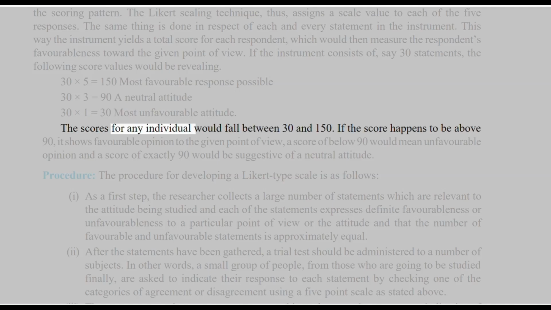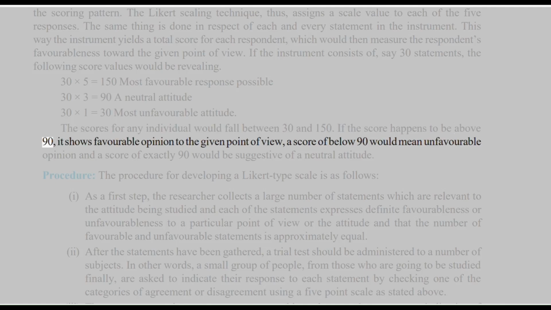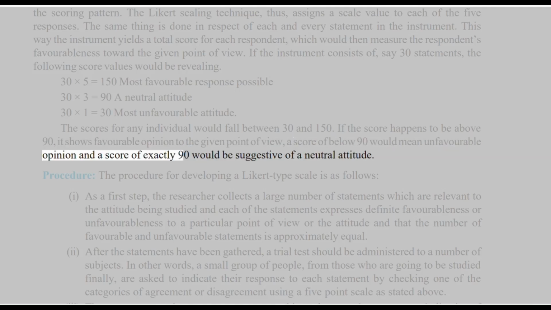The scores for any individual would fall between 30 and 150. If the score happens to be above 90, it shows favorable opinion to the given point of view. A score of below 90 would mean unfavorable opinion, and a score of exactly 90 would be suggestive of a neutral attitude.